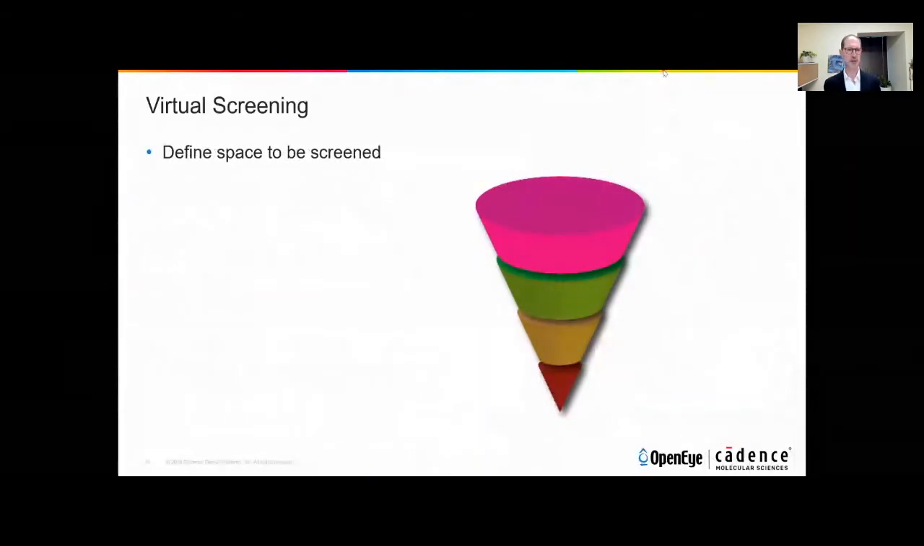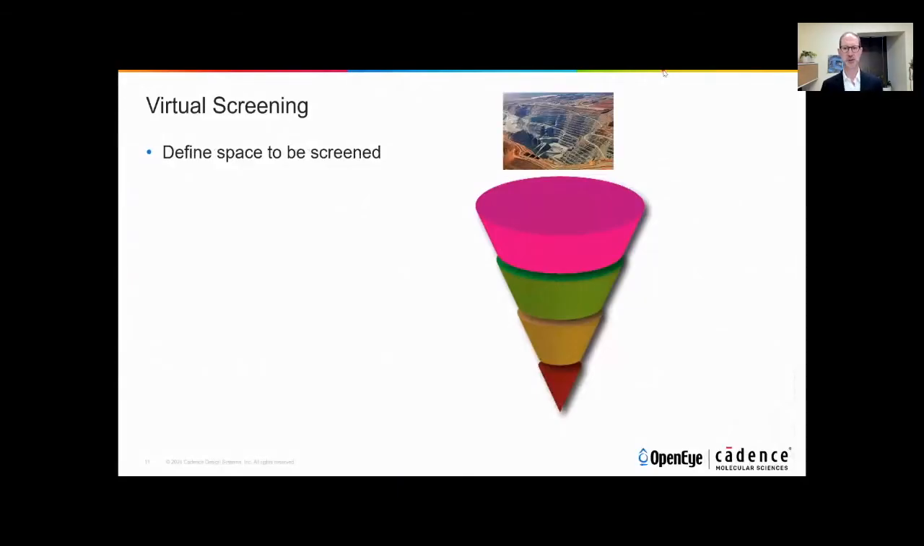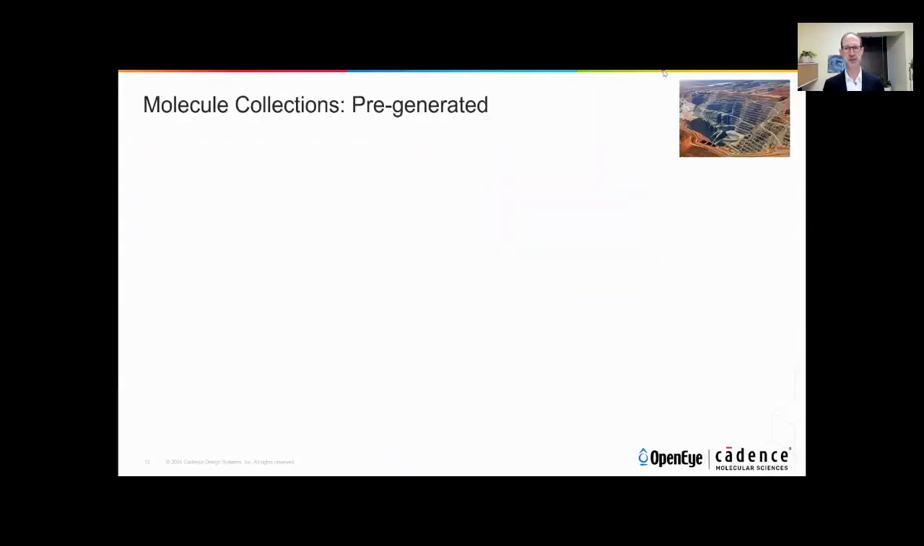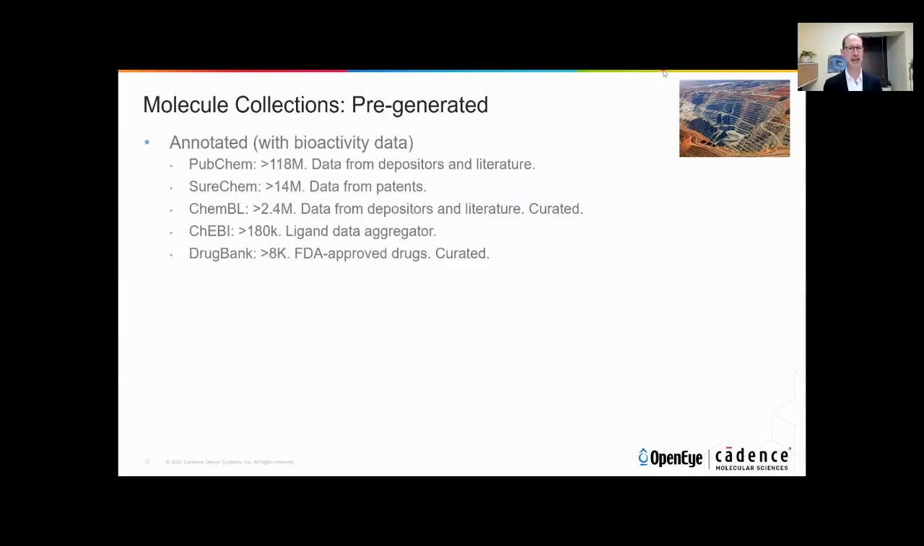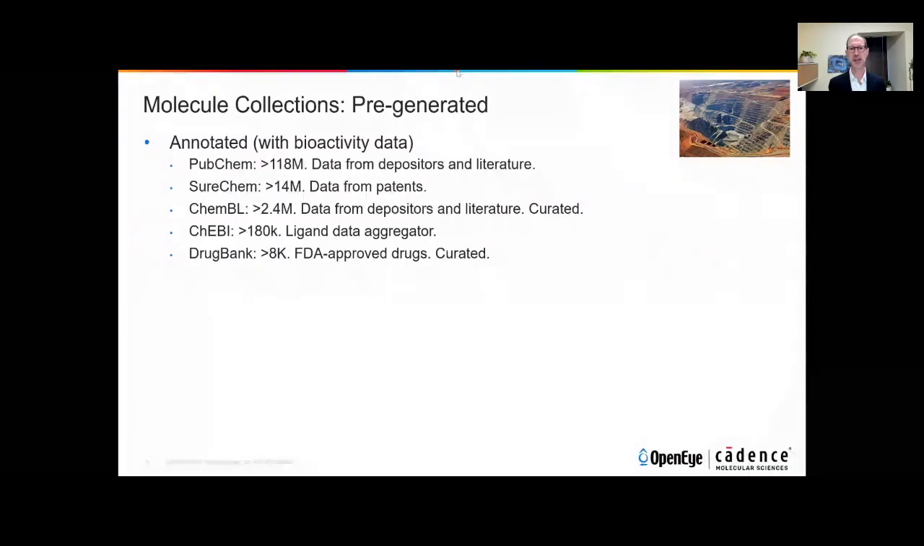So the first part of the virtual screening process is, if you will, to define your mine, to define the space of molecules that you'd like to search in. And I'm going to use two types of molecule collection here, somehow pre-generated or customized. So firstly, pre-generated. I'm going to divide these also into two parts. Annotated collections, where there's at least one piece of biological data for every molecule in the database. And the grandfather of this is certainly PubChem, with about 120 million molecules with data points added.